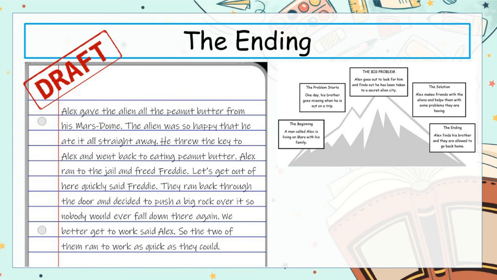Alex gave the alien all the peanut butter from his Mars dome. The alien was so happy that he ate it straight away. He threw the key to Alex and went back to eating more peanut butter. Alex ran to the jail and freed Freddy. "Let's get out of here quickly," said Freddy.